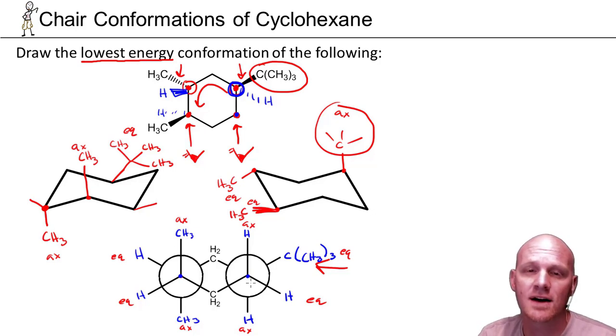So not only can you tell who's axial and equatorial, but you can see those cis-trans relationships too. But another one of those representations you're probably going to need to be familiar with for your course.